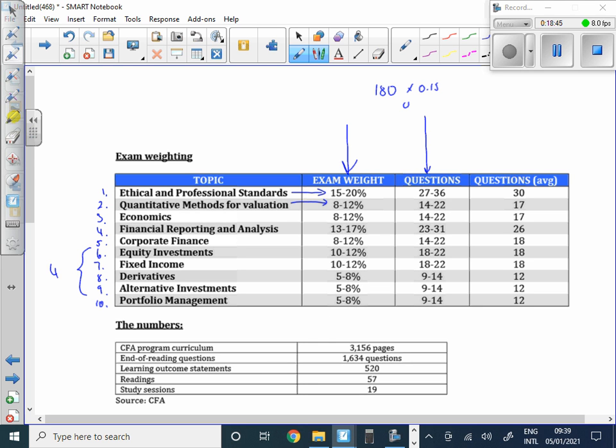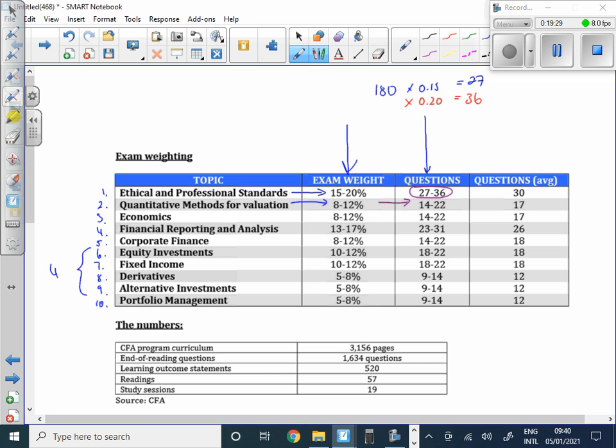My apologies. And over here, what I've done is multiplied it on the upper range by 20%, and that'll give you, you're going to get anywhere between 27 multiple choice questions if they give you a 15% weighting, or 36 on the top end, for ethics. And I've done that, of course, guys, for each and every one of these topics, so you can get a bit of a sense. It's not so helpful, to be perfectly honest, because there's quite a big range, for example, between ethics asking you 27 questions or asking you 36 questions.